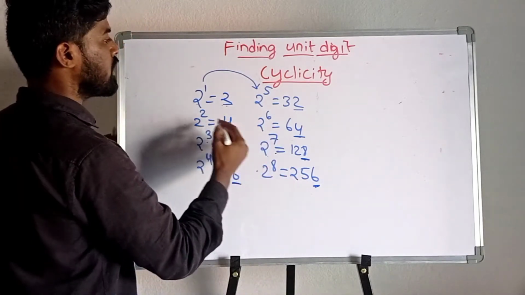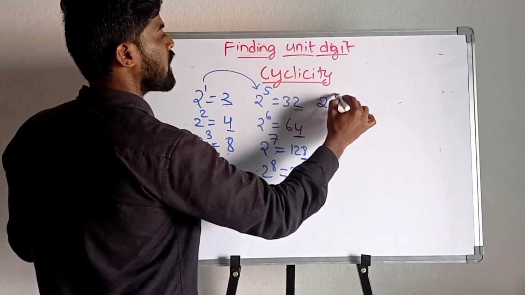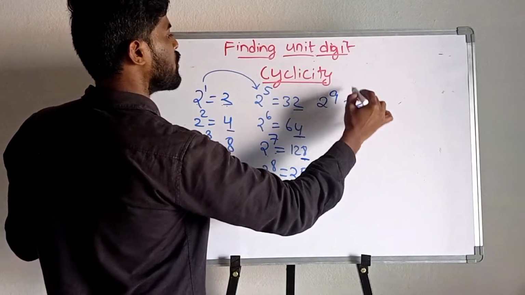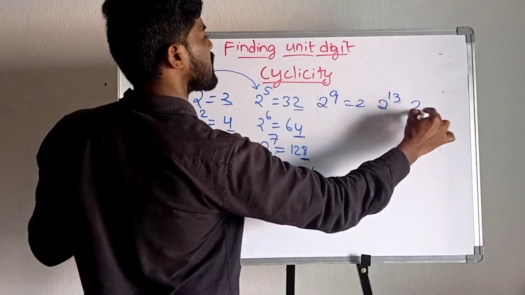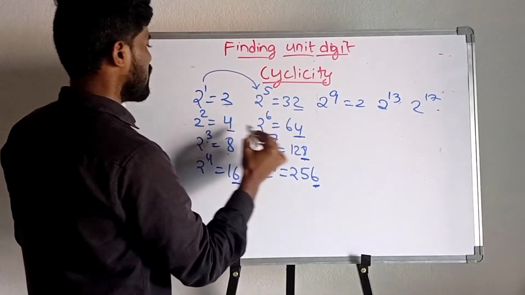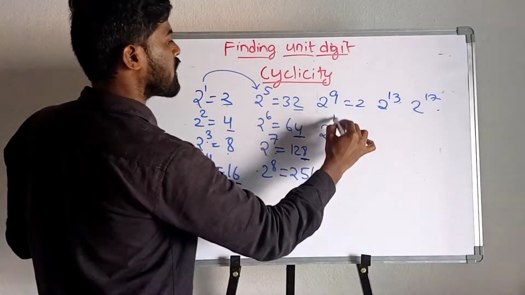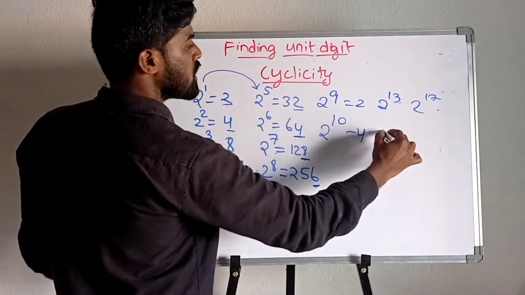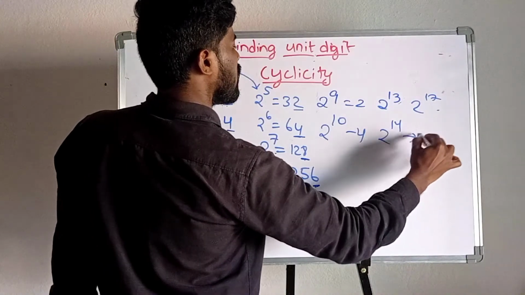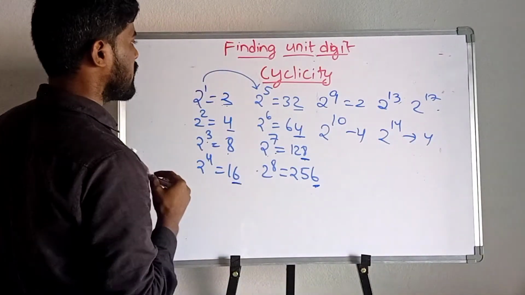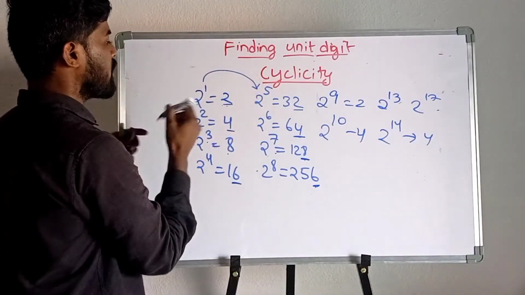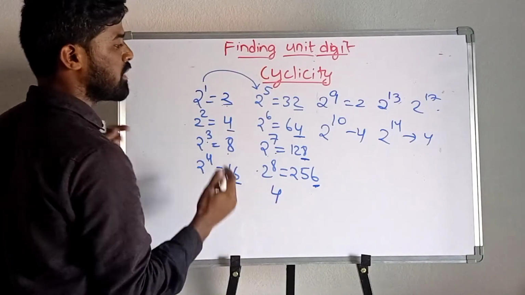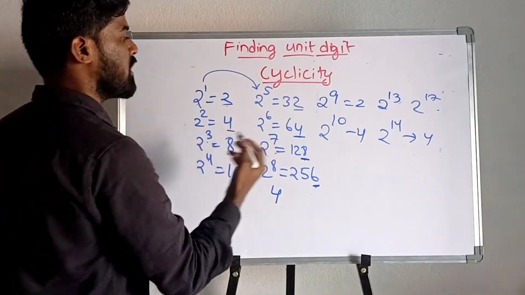From here I can say that the unit digit in 2 power 9 is also 2, 2 power 13 is also 2, 2 power 17 is also 2, and so on. Here also the unit digit in 2 power 10 is 4, the unit digit in 2 power 14 is 4. That means the cyclicity of the number 2 is 4. Similarly, we can obtain the cyclicity of the remaining numbers.